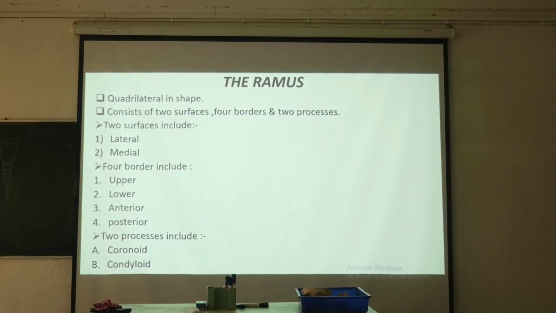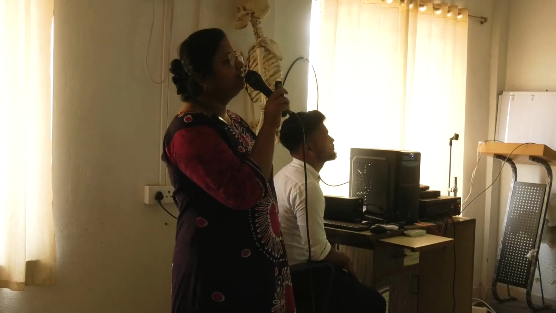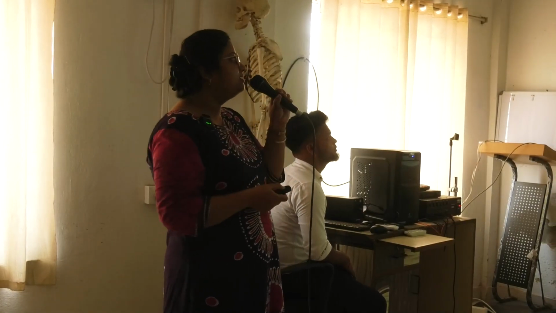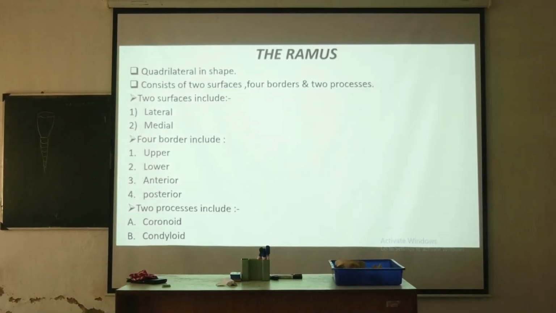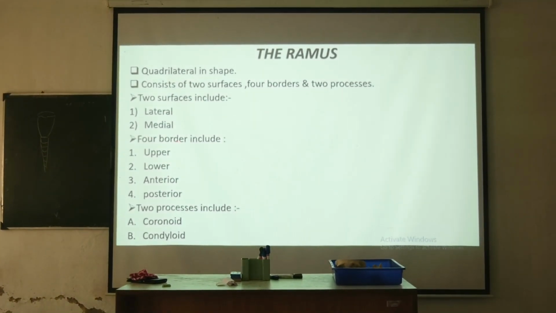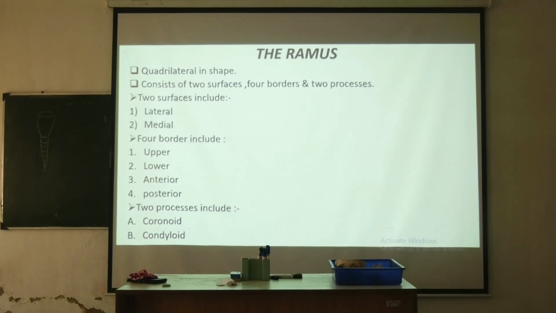So we have discussed the body of the mandible, internal surface, external surface. Next we are going towards the ramus. So ramus is quadrilateral in shape, consists of two surfaces, four borders, two processes. Two surfaces are lateral surface and medial surface. Four borders are upper border, lower border, anterior and posterior border. And two processes are coronoid process anteriorly, condylar process behind.